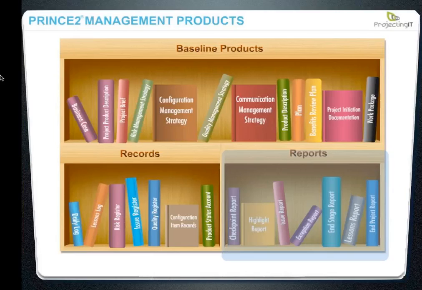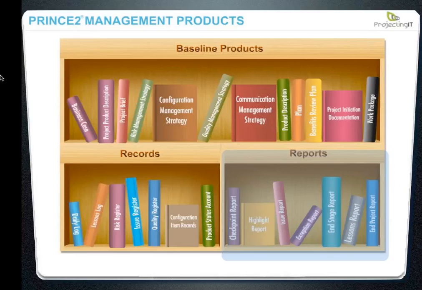So the records, once again, we have daily log, lessons log, risk register, issue register, quality register, configuration item records, and product status account. Now let's have a quick look at the reports. Reports are produced by project manager and team manager. Reports tell the recipient about the status updates, the progress made since last reporting period.